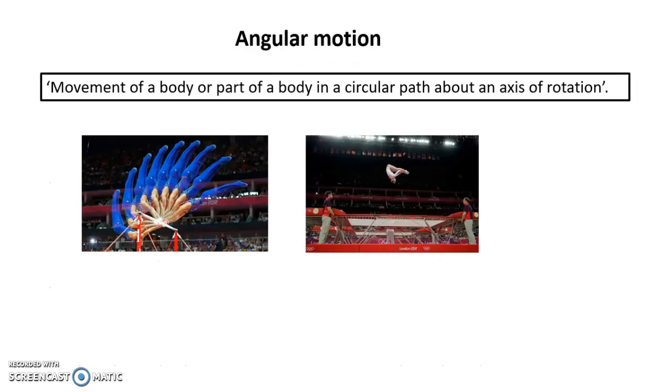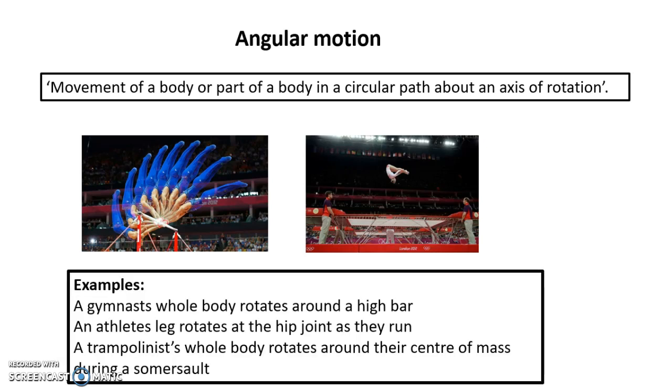What is angular motion? Angular motion is the movement of a body or part of a body in a circular path around an axis of rotation. Okay, so I'll put some examples down here. Make sure you've got this definition down: body in a circular path around an axis of rotation. It's a really good idea to gap this when you're doing it in your questions, because it's really important that we get this definition right.